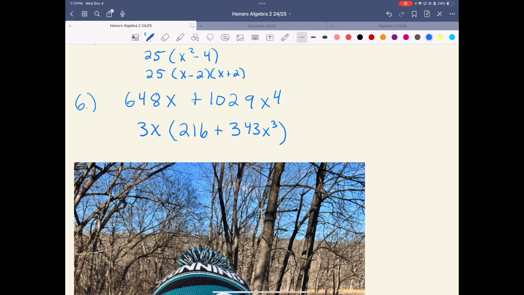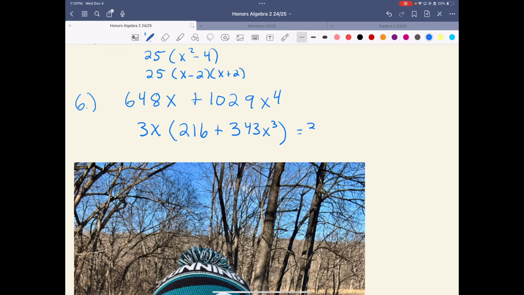Now, it's backwards compared to what we usually see. Could I switch this around? Yes, we could. You could make this 343x cubed plus 216. You can do that because you're just rewriting the same thing, and that would be more of a way that you're used to seeing it. But you don't have to.